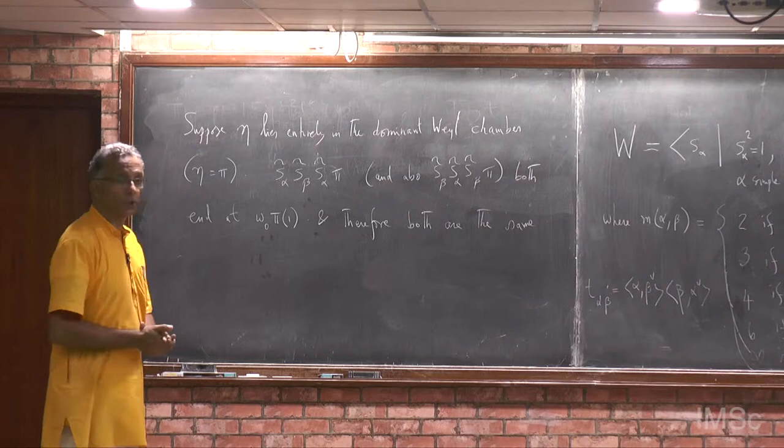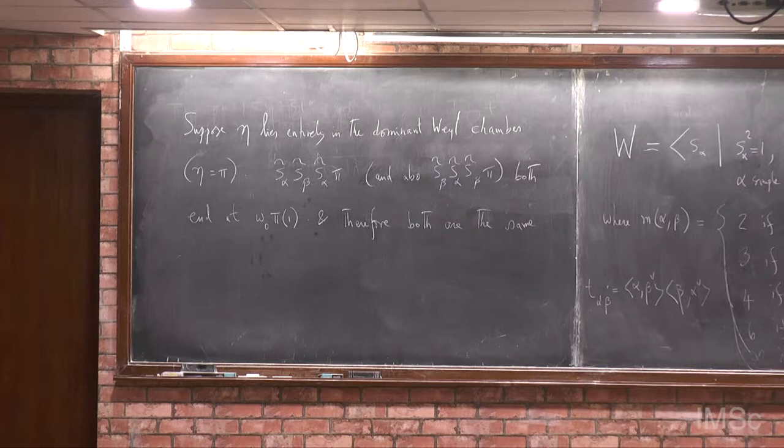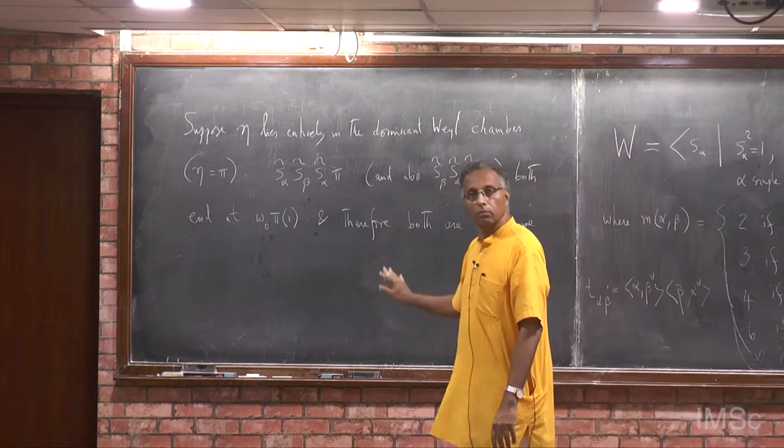W naught is the composition of these three operators. If it is not A2, say in type G2, you can make the appropriate adjustment. Then you would have to write S alpha, S beta, S alpha the appropriate number of times. Right? Is this okay?